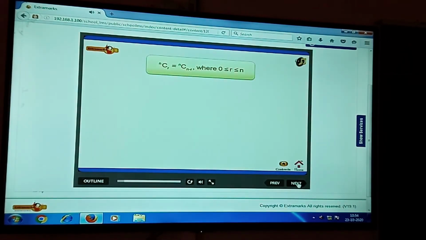Let's go through some more results. nCr is equal to nC(n minus r), where r is greater than or equal to 0 but less than or equal to n. Let's prove it. Take right hand side, which is equal to nC(n minus r). On simplifying it, we get the result as nCr, which is equal to left hand side. Hence, the result is proved.